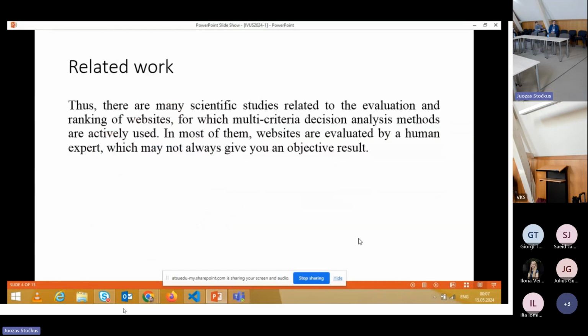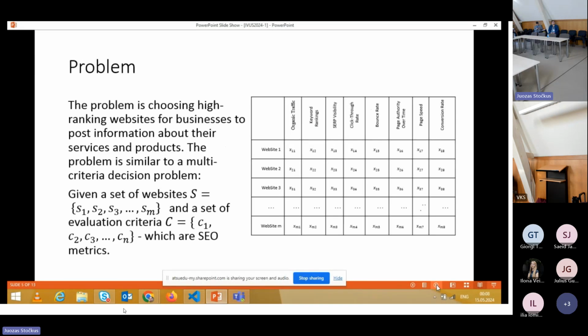Trust. There are many scientific studies related to the evaluation and ranking of websites, for which multi-criteria decision analysis methods are actively used. In most of them, websites are evaluated by a human expert, which may not always give you an objective result.